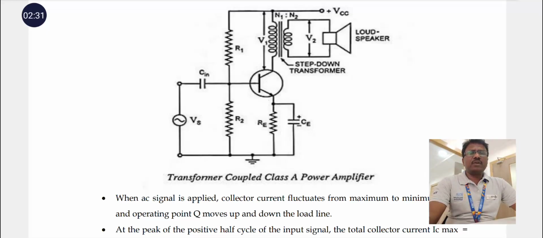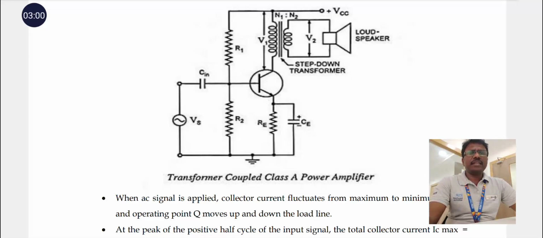Biasing resistors R1 and R2. These two resistors form a voltage divider bias network. Their work is to provide proper bias voltage, keep the transistor operating in the active region, and stabilize the operating point, that means the Q point. Without proper bias, the transistor may enter cutoff or saturation and the amplifier will not work properly.